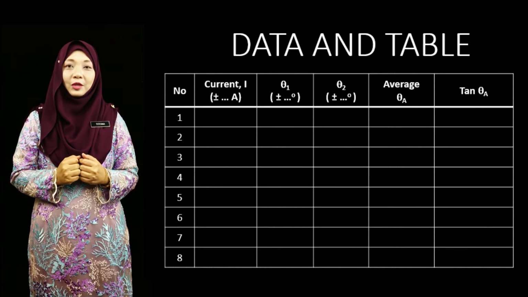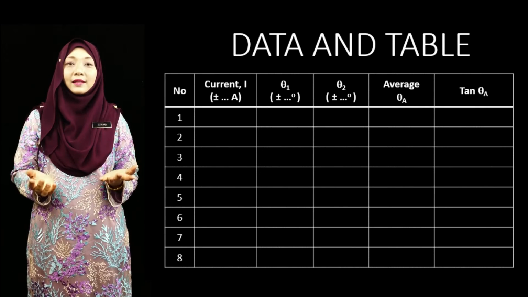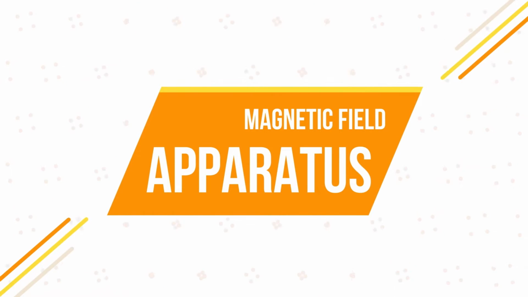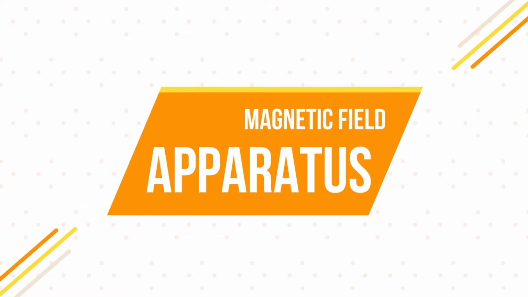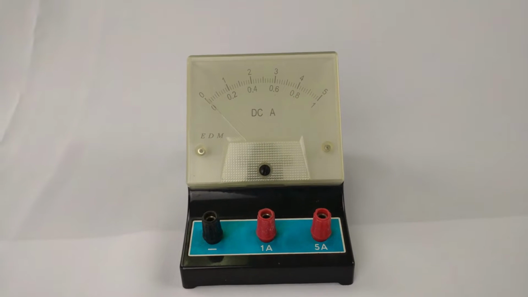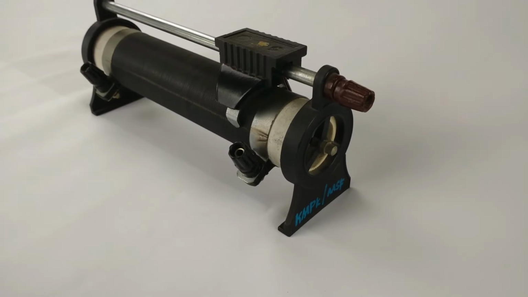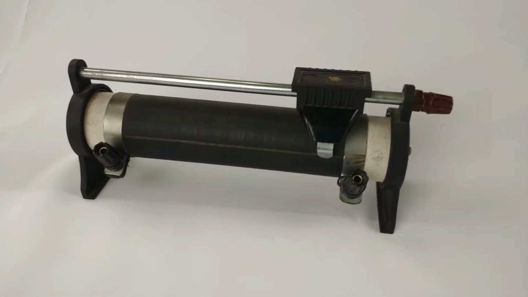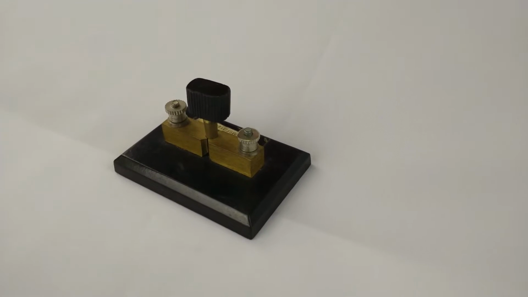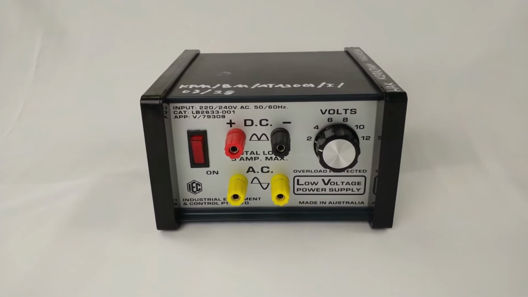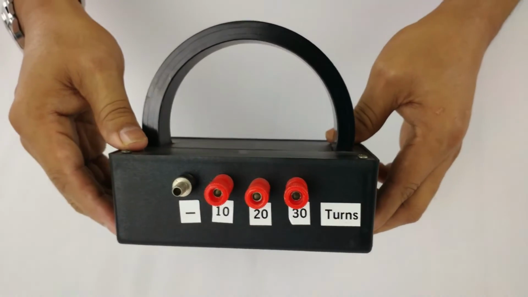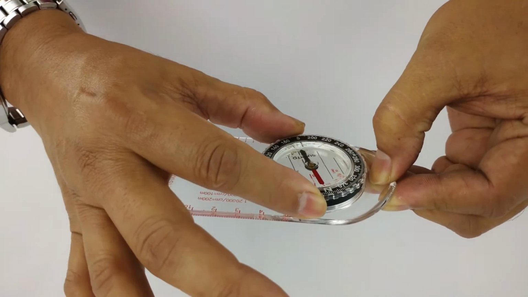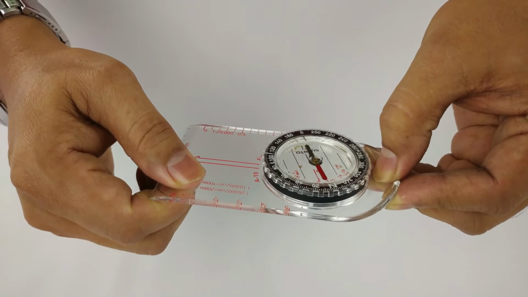Now, we are going to introduce the apparatus and the experimental setup for you. This is a direct current ammeter, a rheostat, a switch, a power supply, a set of coil box with different number of turns, and finally, a compass to detect the presence of Earth's magnetic field.